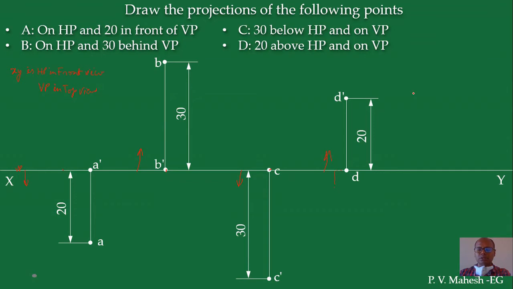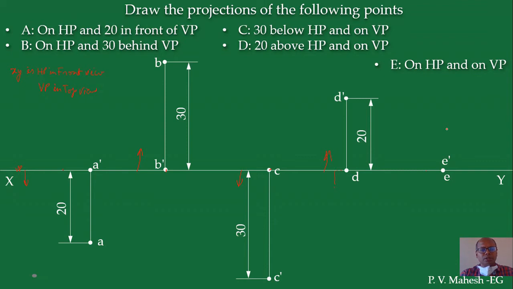Now we will see one more case. Point E is on HP and VP. So the front view XY represents HP, so the front view will be on HP, and in top view XY represents VP, so the same point represents the top view. Okay, so this is about the projection of points.